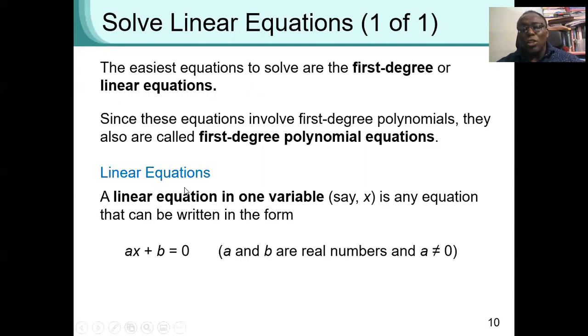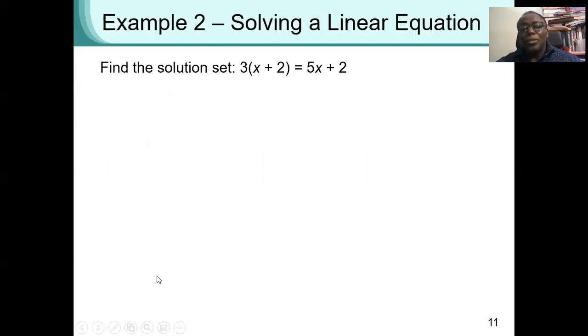So a linear equation in one variable, say x, is any equation that can be written in the form ax plus b equals 0, where a and b are constant values. We are looking for x, the variable. We will see examples soon, and we are going to apply all the rules that we went through: equality for addition, subtraction, multiplication, division, and also the substitution rule. We're going to apply everything here.